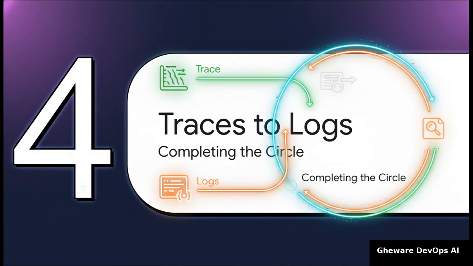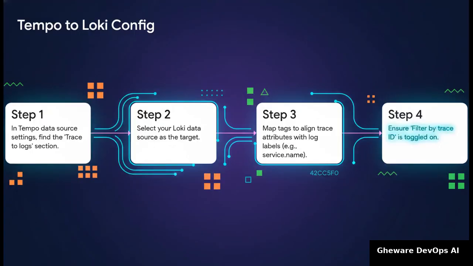All right, let's close the loop. We've gone from metrics to traces and from logs to traces. Now we're going to complete the circle by making it possible to jump from any trace span right back to its relevant logs. Inside your Tempo data source settings in Grafana, you'll see a section called Trace to Logs. You just enable it, choose your Loki data source, and then map a couple of key tags, like service.name, so Tempo knows where to look.